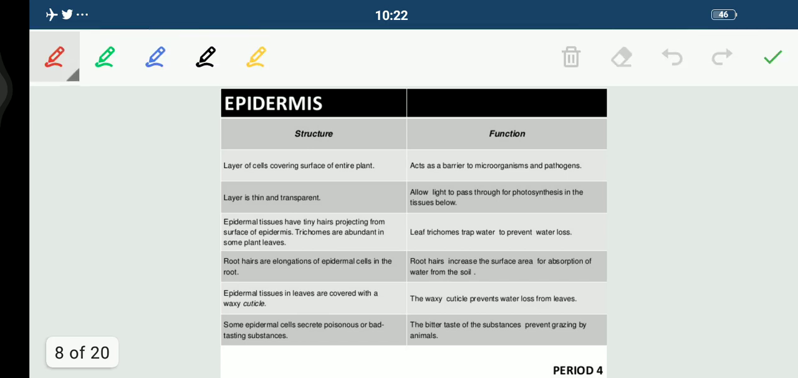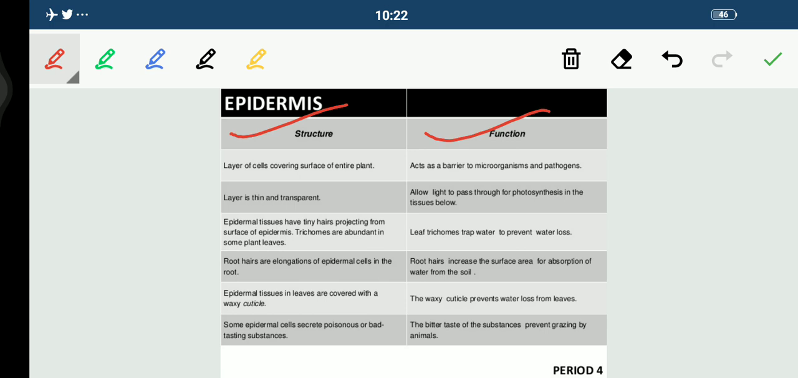See, it's very simple. They are talking about the epidermal structure and their function. A layer of cells covers the entire plant. It acts like a barrier, for what? For microorganisms and pathogens. Pathogens and microorganisms will not be able to attack the plant, due to this layer, that is the epidermis.